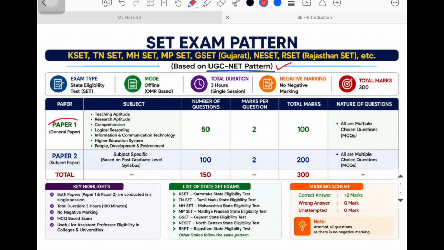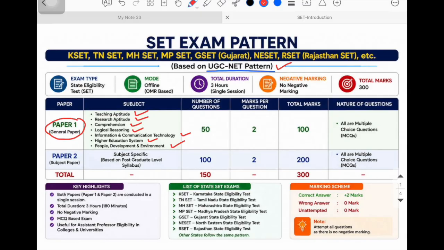One is the general paper. In the general paper we have the topics teaching aptitude, research aptitude, comprehension, logical reasoning, information and communication technology, higher education system, people development, and environment. This is the syllabus, and the exact syllabus you can find in our app, where the exact syllabus and our detailed lecture schedule are given. So you can go for it. This is the main topic I have selected here.